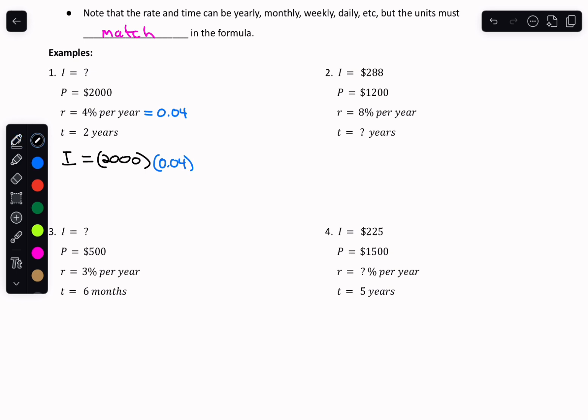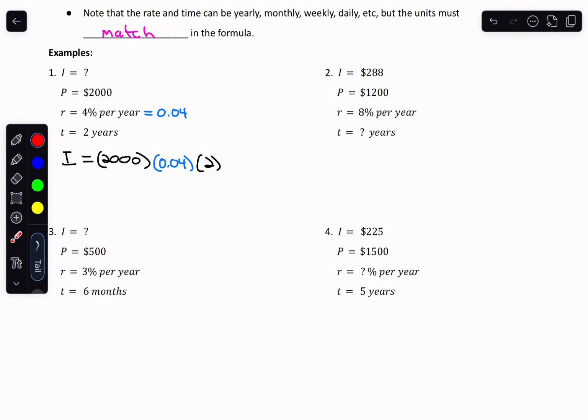And then T is in years, and our R value is also per year. So before I plug in the T, I'm always going to check that my units match. So right here, interest rate is per year, and time is years. Because these are the same, I'm just going to take the 2 and put it directly in. But if I needed to make these units match, because if they were given differently at the start, then I would convert the time to start off.